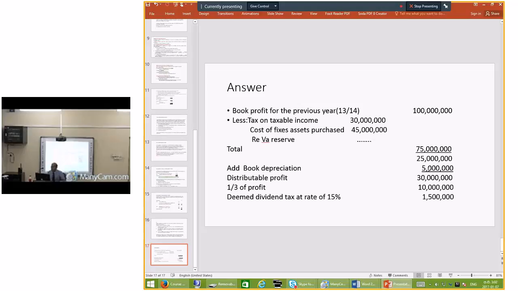In this example, we arrive at the distributable profit based on the previous year's profit: 30 million. Since the company has not distributed 1/10 of the previous year's distributable profit, that means at least 10 million, the company has to pay deemed dividend tax of 1.5 million on 1/3 of the distributable profit of 30 million, that is, the amount equal to 10 million. The only reason is that the company has not declared at least 1/10 of the distributable profit.